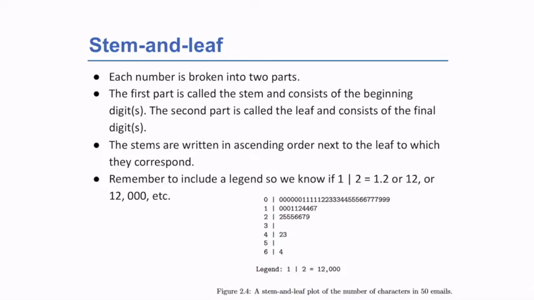In a stem and leaf plot, each number is broken into two parts. First part is called the stem and consists of the beginning digits. Second part is the leaf and consists of the final digit. Stems are written in ascending order next to the leaf to which they correspond. Always remember to include a legend so that we know if this is 1.2 or 12 or 12,000. Right here, this is the number of characters in the email. That corresponds to thousands.